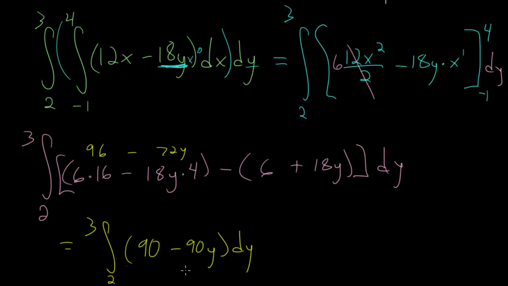And now that we've simplified that inner integral, we can evaluate the outer integral with respect to y, and notice that it no longer has x in it since we were able to evaluate that integral. And we'll just apply the power rule like we did above. This essentially is y to the 0. So we will get 90y to the first power. We divide it by 1, so we can just leave it as 90y. Then we have minus 90y squared, and then divide by that new exponent of 2. And we evaluate everything between the bounds of 3 and 2.